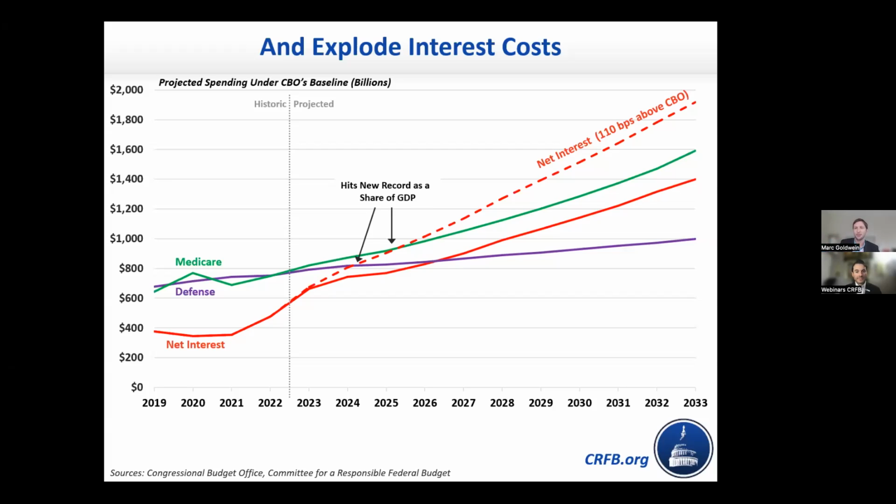This is estimates of what happens if the interest rate is 1.1% higher than CBO has projected, which is essentially where they are now. If that continues to be the case, in 2 years, fiscal year 2026, interest will be the second largest government program. It will blow past defense next year. It will exceed Medicare the year after that to be the second largest government program.